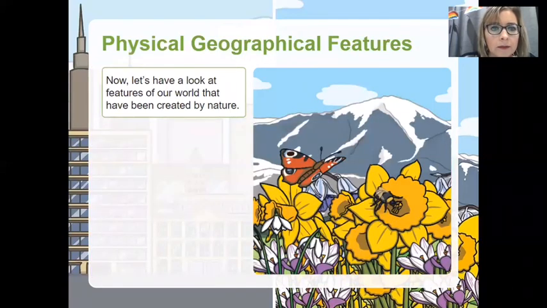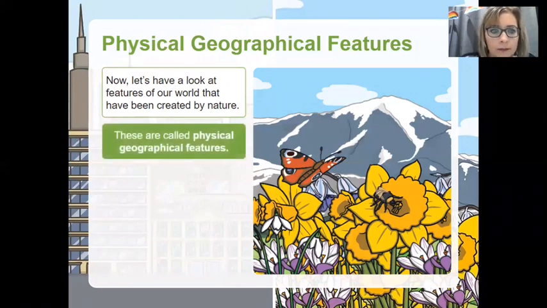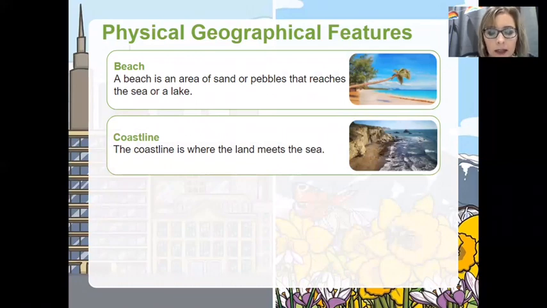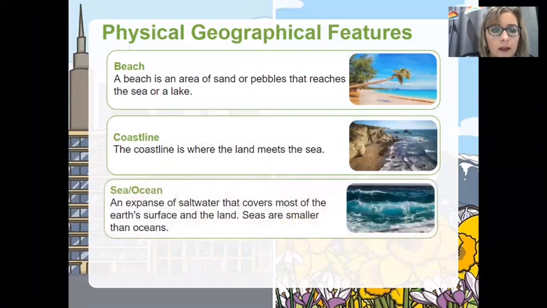Now let's have a look at some physical features of our world that have been created by nature. These are called physical geographical features. So, beach. A beach is an area of sand or pebbles that reaches the sea or a lake. A coastline. The coastline is where the land meets the sea. Sea and oceans. An expanse of salt water that covers most of the Earth's surface and the land. Seas are smaller than oceans.